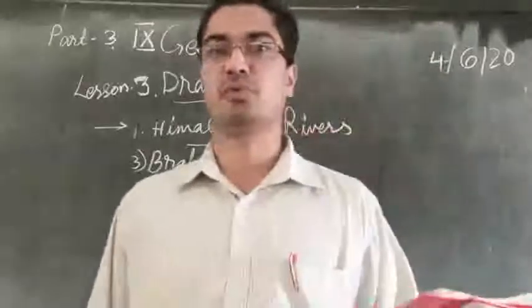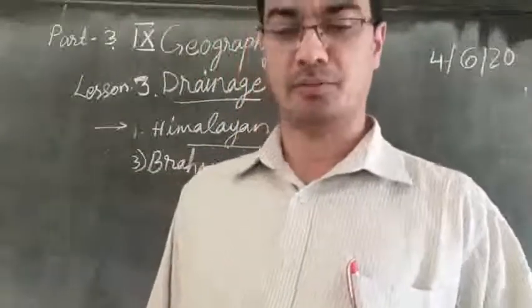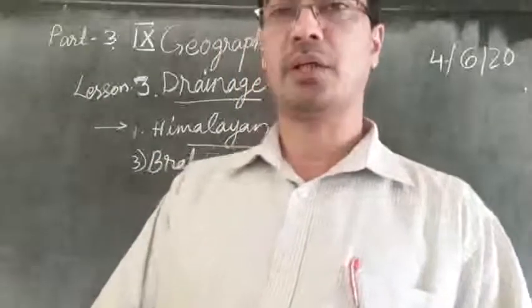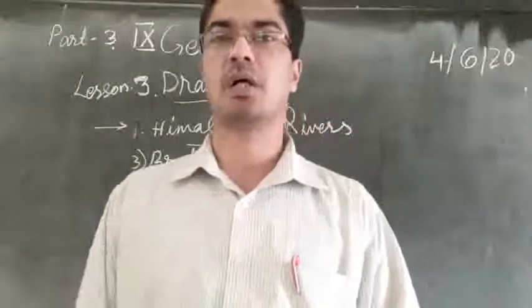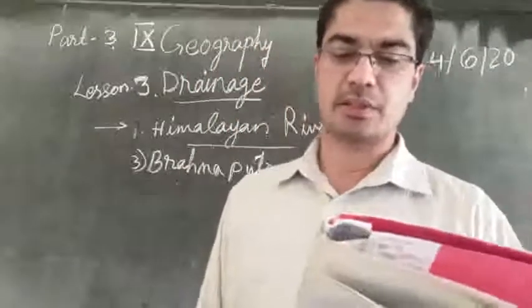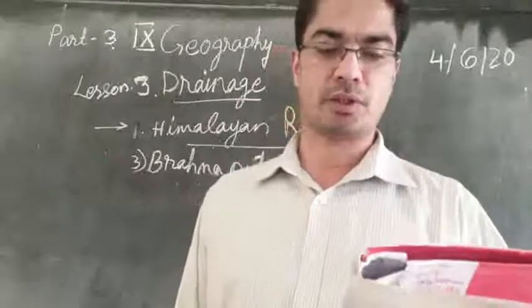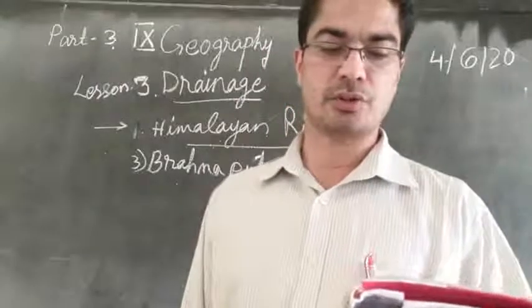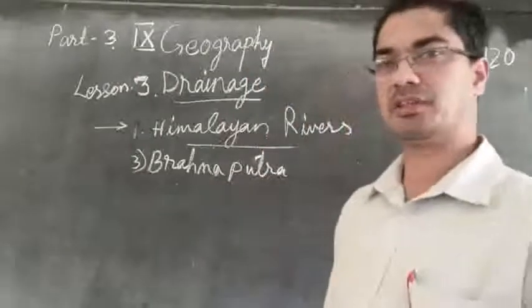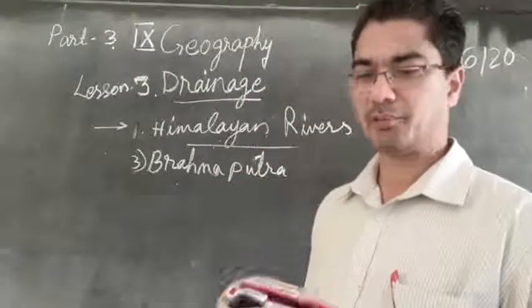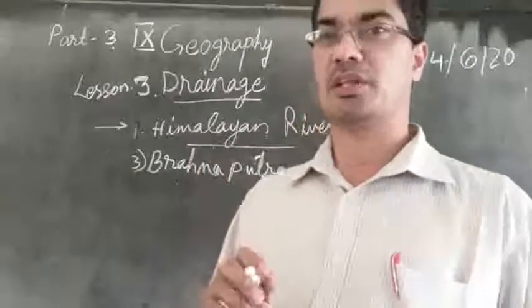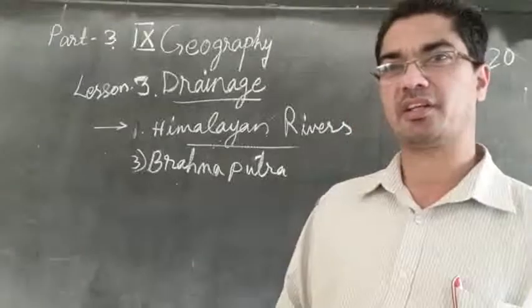You can take your textbook, page number 21 or 20. The Brahmaputra river system. The Brahmaputra rises in Tibet east of Mansarovar lake, very close to the sources of Indus and Satluj. So these three rivers, Indus, Satluj and Brahmaputra, their starting point is very close to each other. But why are they flowing in different directions?